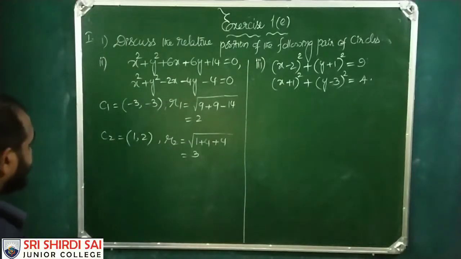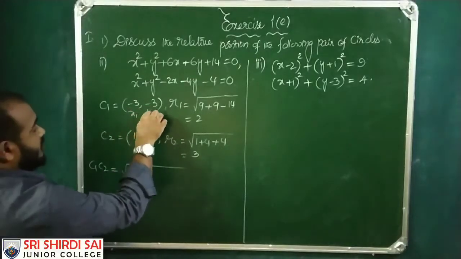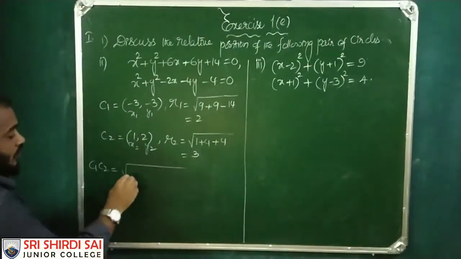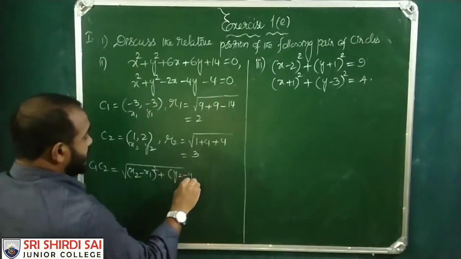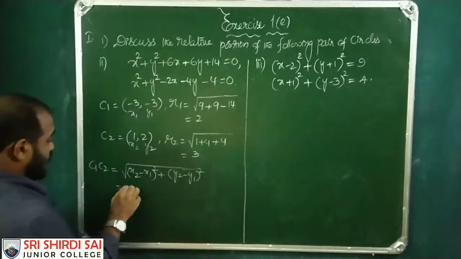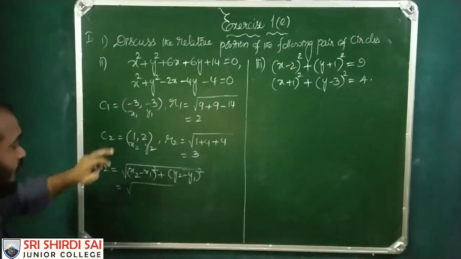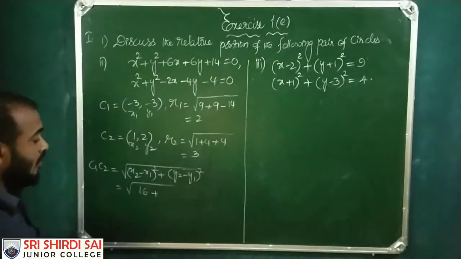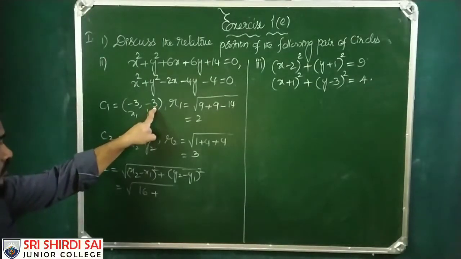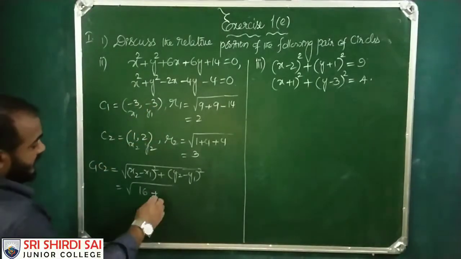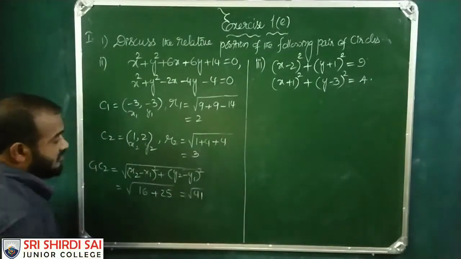So here C1C2 is equal to the distance formula, with (x1, y1) and (x2, y2), square root of (x2 minus x1) whole square plus (y2 minus y1) whole square. So square root of (1 minus of minus 3) whole square, 4 square, 16, plus (2 minus of minus 3) whole square, which is 5 square, 25. So this is equal to root 41.